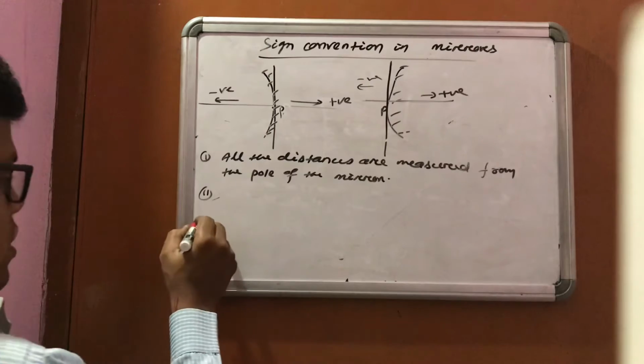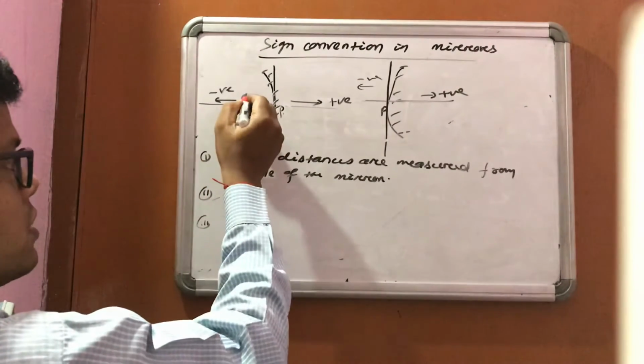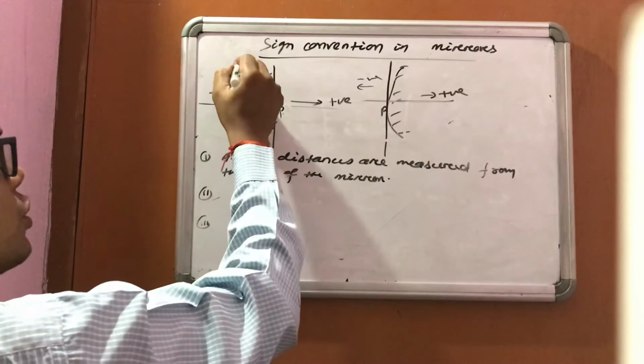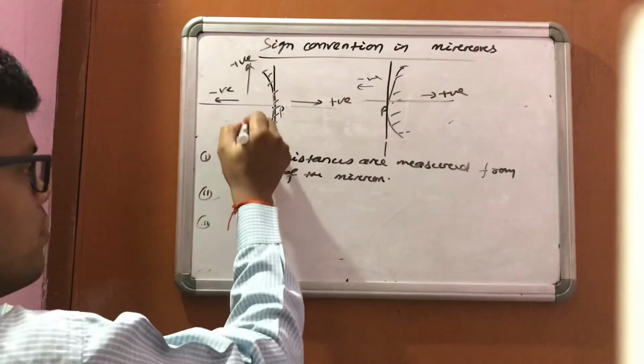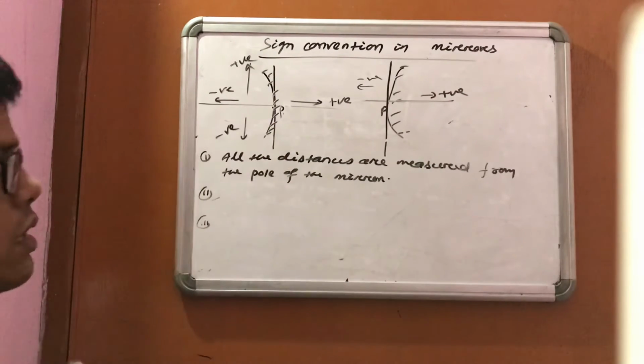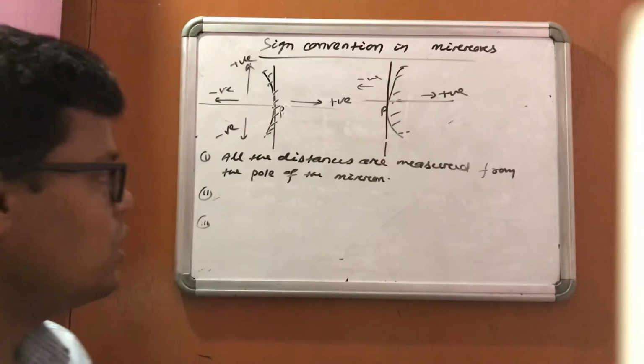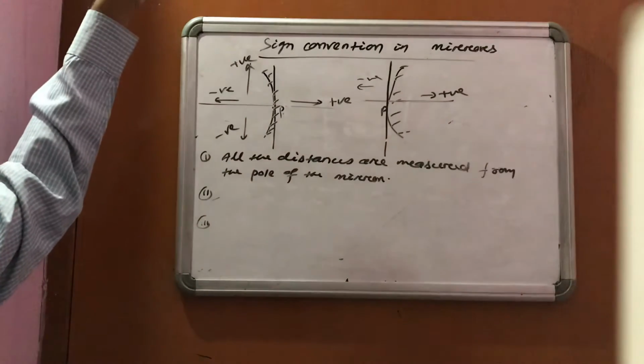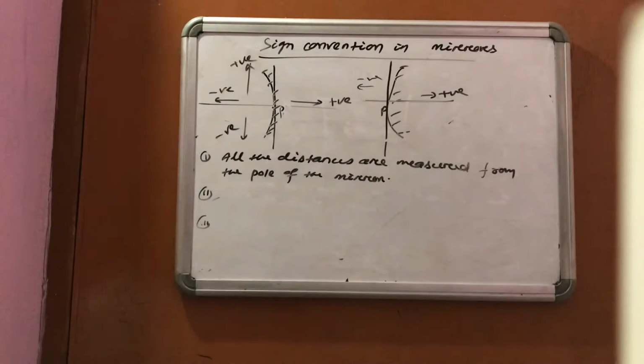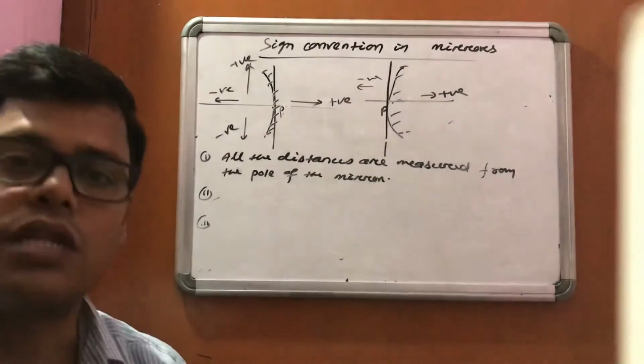Third is the distance measured perpendicularly above the principal axis taken as positive and below the principal axis taken as negative.